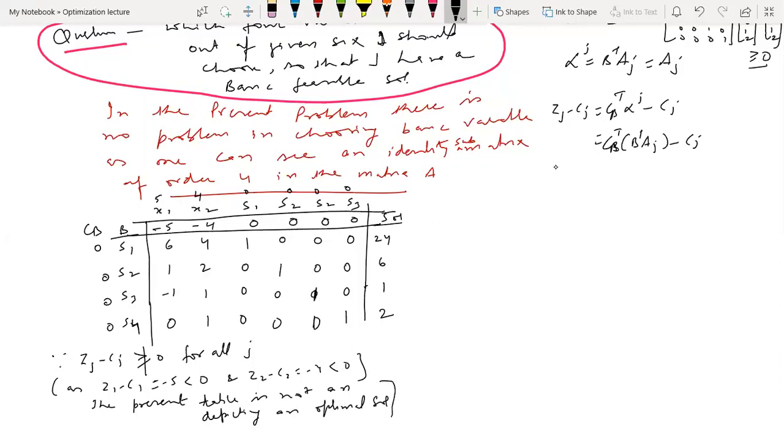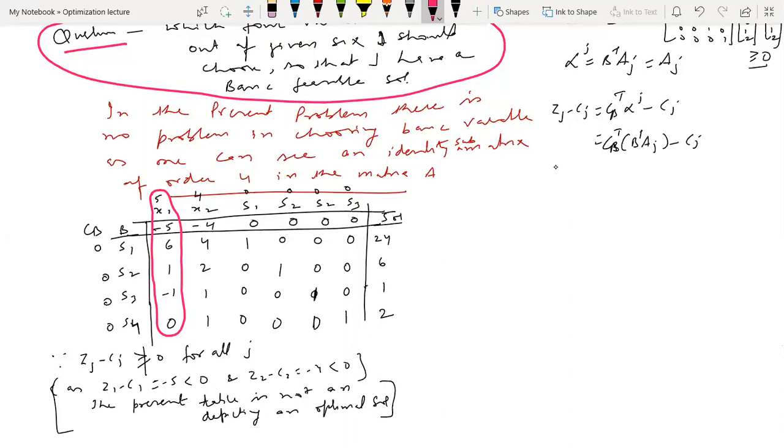So in order to find an optimal solution, what do we have to do? We have to enter into the basis the variable whose Zj minus Cj is most negative. So what is the Zj minus Cj which is most negative? That is minus 5. So that means I have to enter the first variable into my basis. So I am highlighting this column. So this says that x1 will enter into the basis.